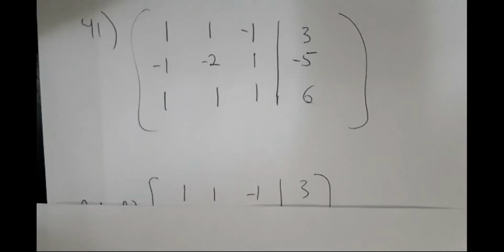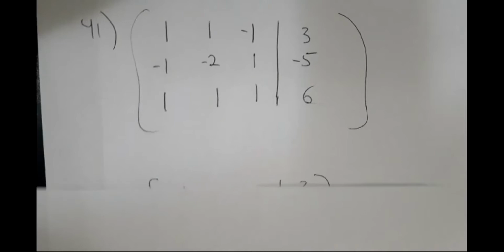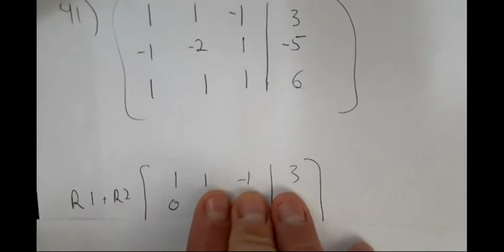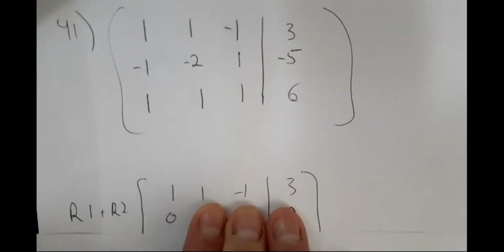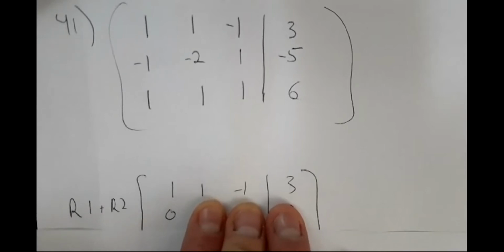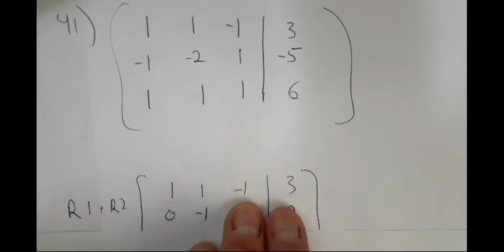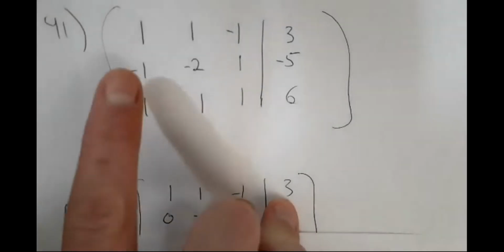So the first row is going to stay the same. But I want a 0 below that thing. And so if I add those 2 rows, I'm going to get a 0 there. What am I going to get in this next space? A -1. Yeah, that's it. Why does the first row still stay there? We're not changing it. It's already what we want it to be. It's a 1 already there.